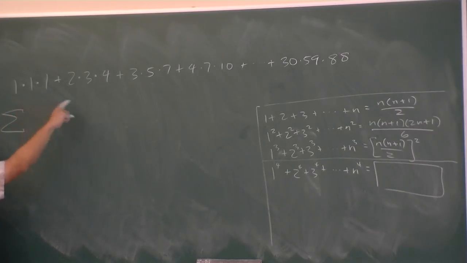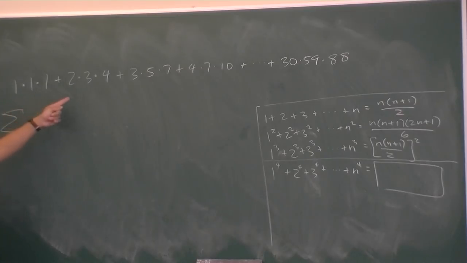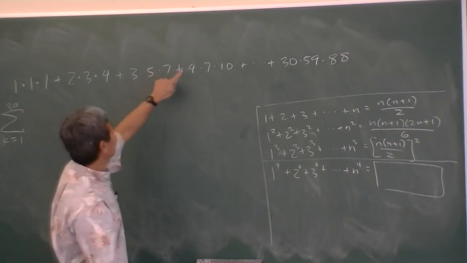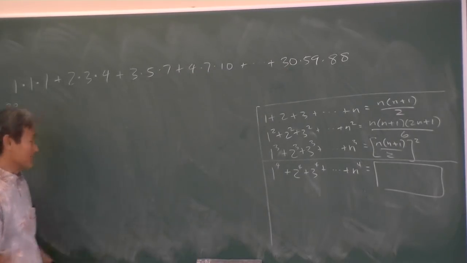First step, write this using sigma notation. So this is equal to, what variable you want to use? Let's do something different. Let's do k then. K equal 1, 2... First of all, how many terms are here? 30. Yeah, there's 30. Can you see why there's 30? Because look, 1, 2, 3, 4, and then ends on 30. From 1 to 30, that's 30 numbers.